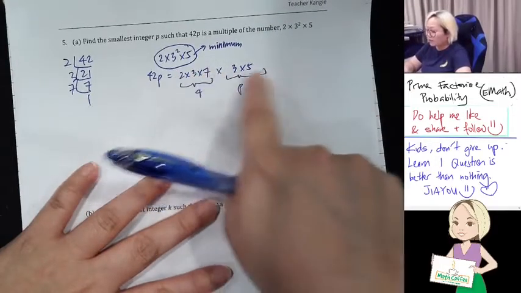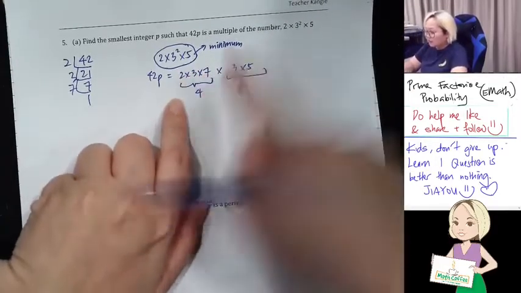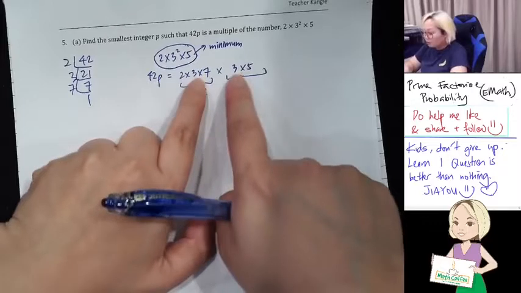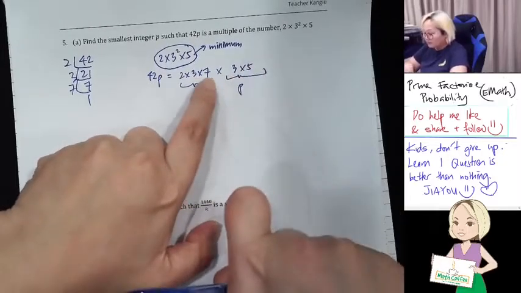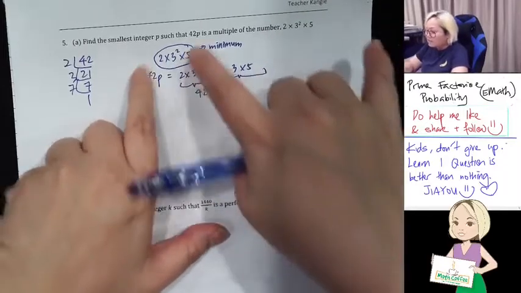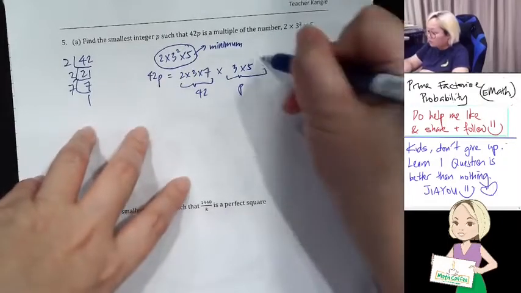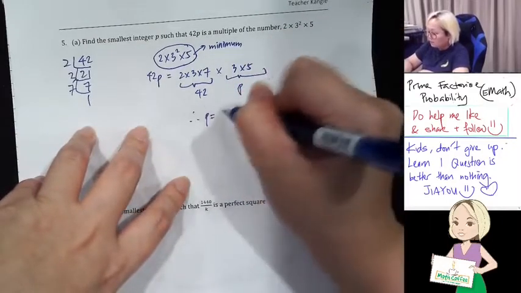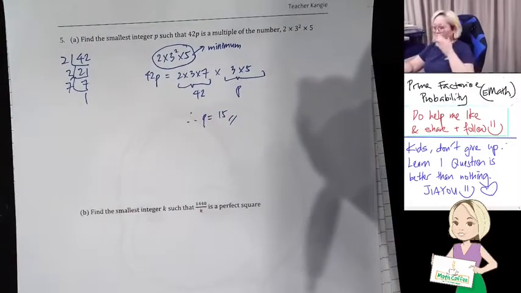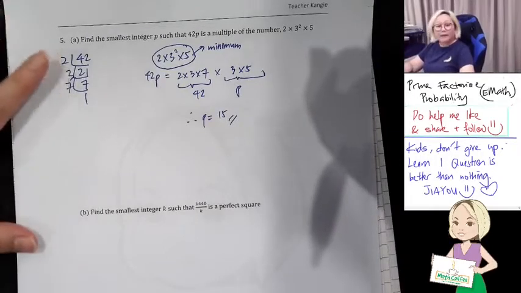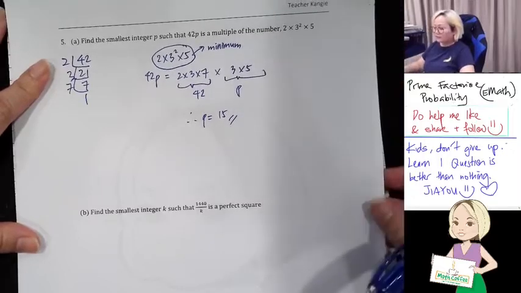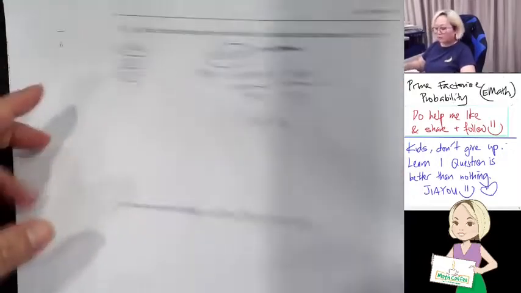So now you look at the whole thing. Okay, you can see that my 42 times p now has 2 times 3 to the power of 2 times 5 times 7. The 7 is extra. It's fine. Understand? As long as it has all the minimum, it's okay. So now I know that my p will be 15. Okay? All good. Should be okay. Okay, let's move on to the next one.